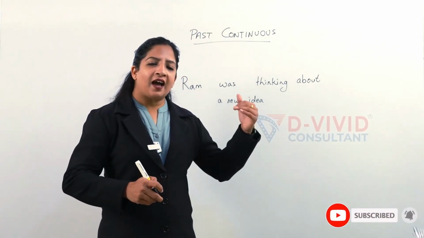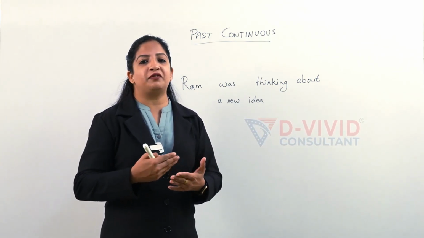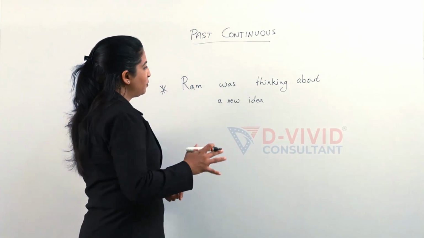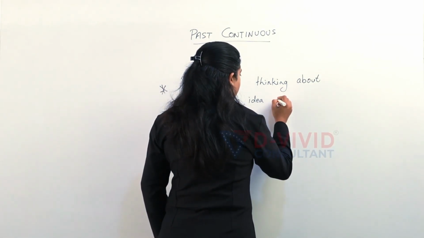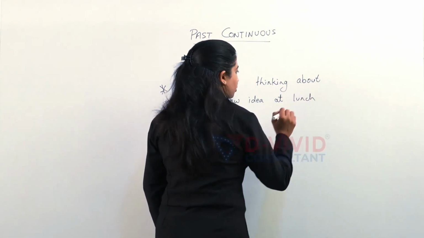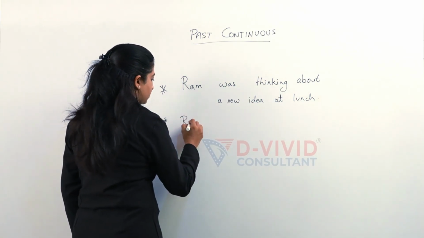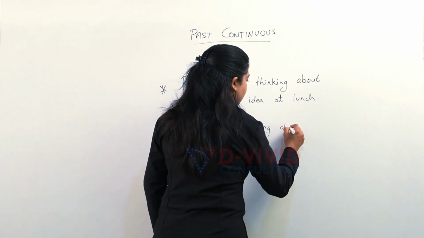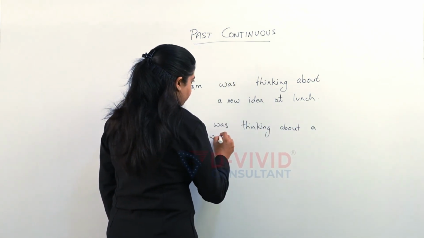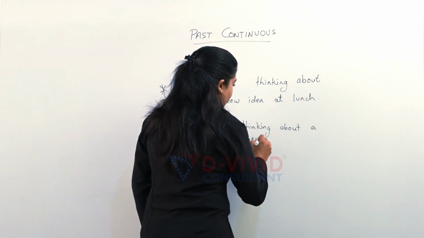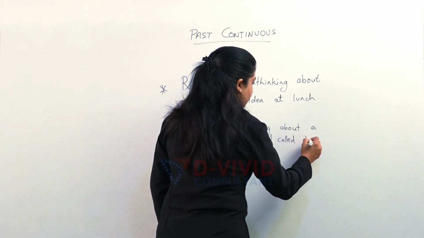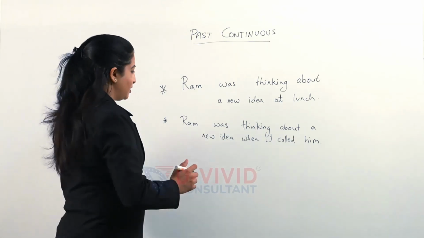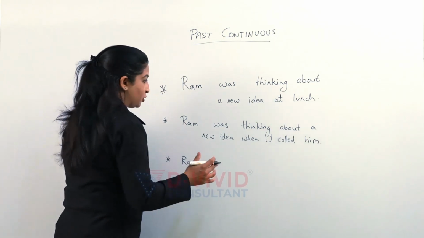Now past continuous has, or I can say needs, either of the three situations. So let me help you out with the three situations. First is, Ram was thinking about a new idea during lunch, or I can say at lunch, or Ram was thinking about a new idea when I called him. You can try the third one. You can have a wild guess what could be the third situation and check with mine.